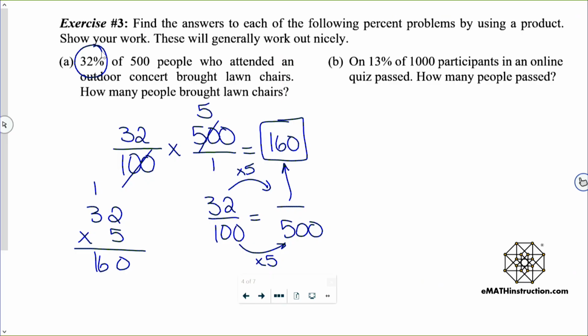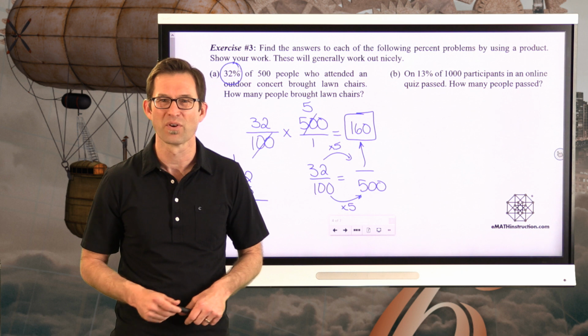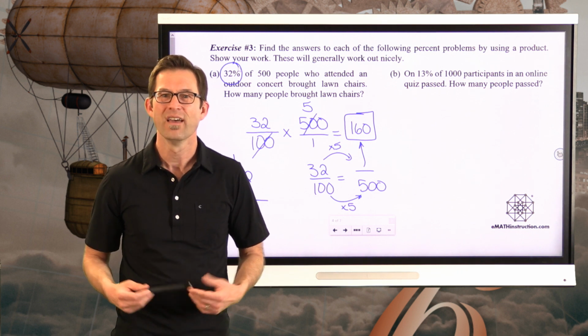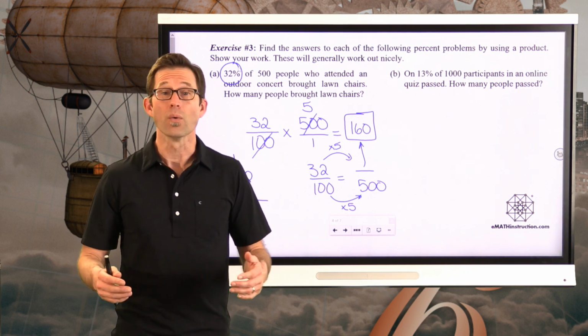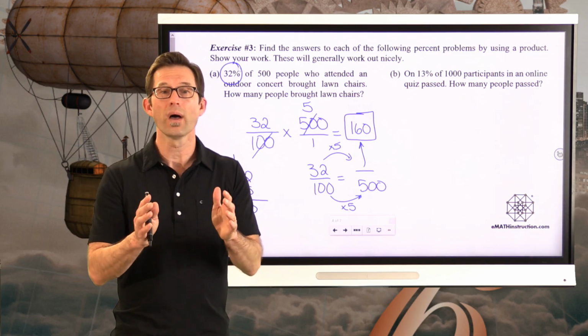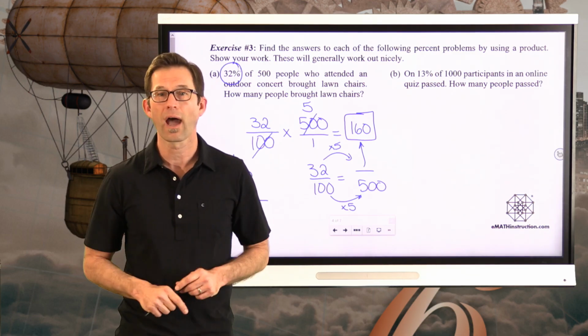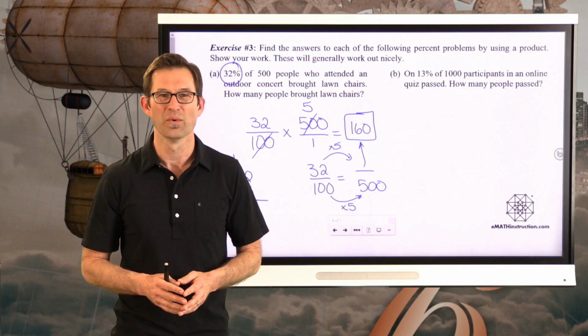Letter B. 13% of 1,000 participants in an online quiz passed. How many people passed? It should just say 13% of 1,000 participants in an online quiz passed. How many people passed? Try to set this one up as well with a product and figure out how many people passed this online quiz.